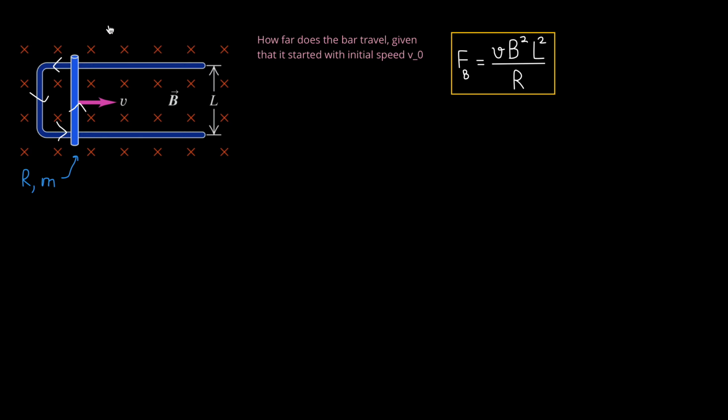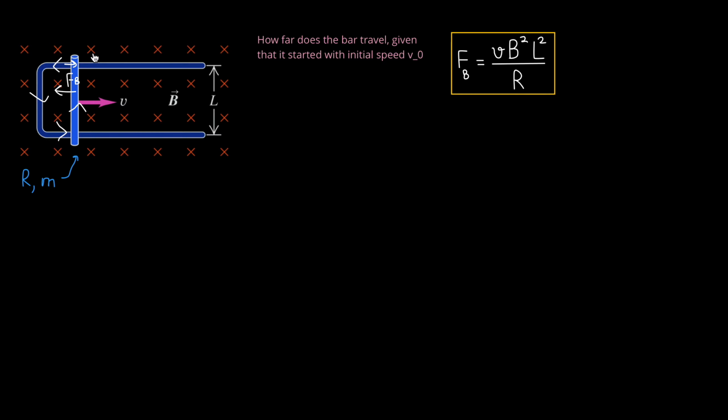Align your right hand in the direction of L, which is pointing up. Curl your fingers in the direction of B, which is into the page. Your thumb is pointing in the direction of L cross B, which is the direction of the magnetic force. And that is pointing towards left. So the magnetic force is indeed pointing towards left. This is F sub B.